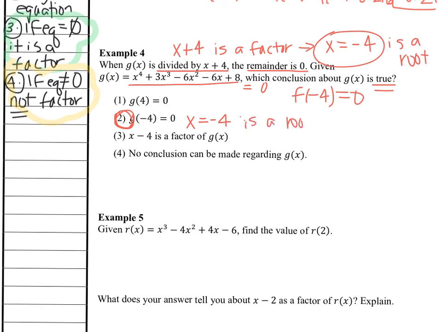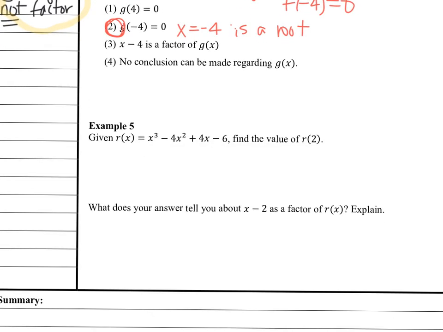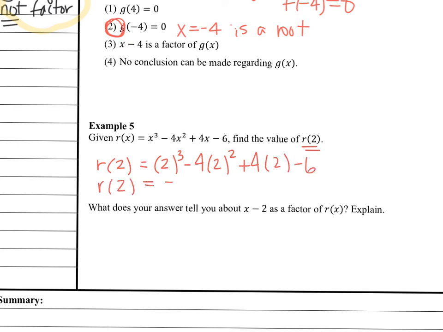All right, example 5 continues with this theorem. If r of x is this, then find the value of r of 2. We're going to plug in 2: 2 to the third minus 4 times 2 squared. After we plug this all in, we get that r of 2 is equal to negative 6. What does your answer tell you about x minus 2 as a factor of r of x?